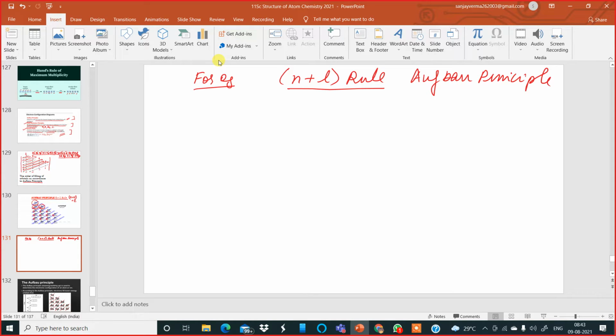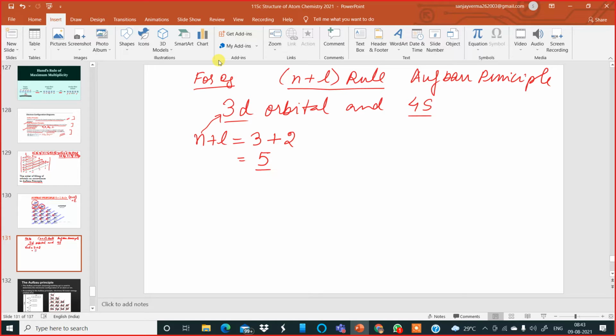Now, let us compare the energies of the 3d orbital and 4s. First, for 3d, let us calculate the n plus l value. For 3d, the value of n is 3. Principal quantum number, this one. And for the d orbital, what is the value of l? s, p, d. How much? 2. So it is coming to 5. Is it coming to 5?